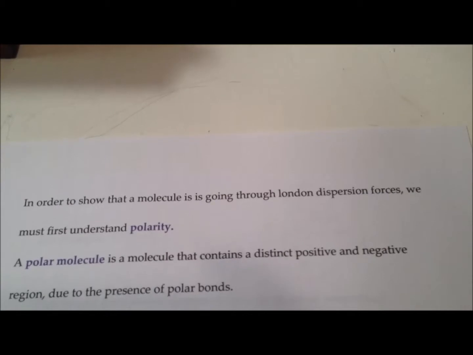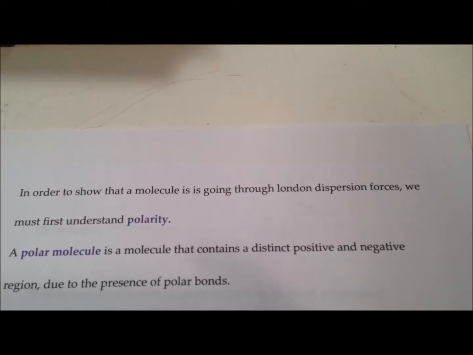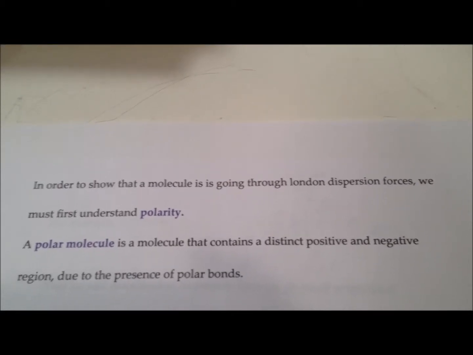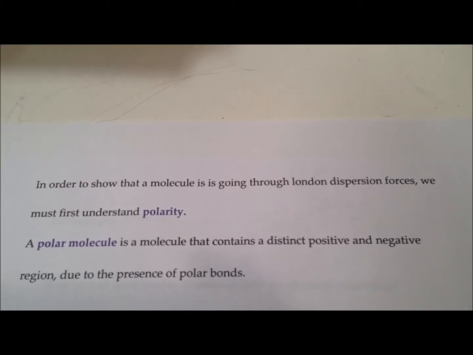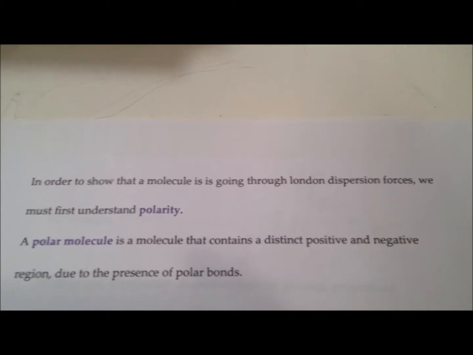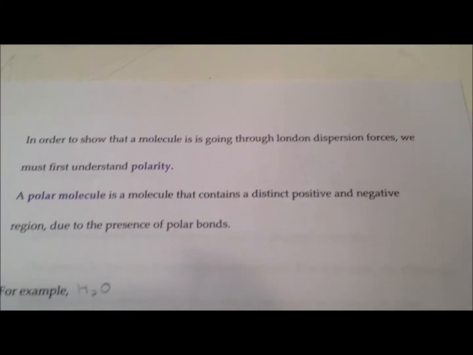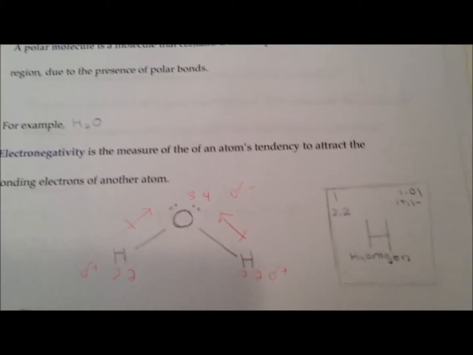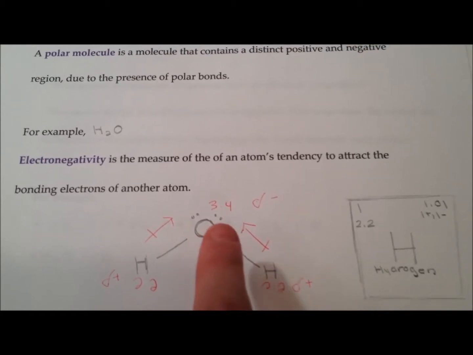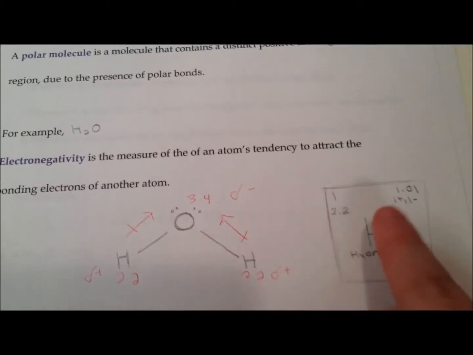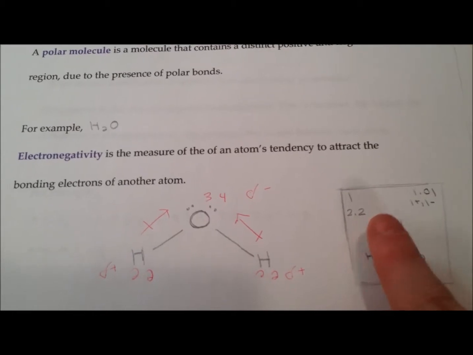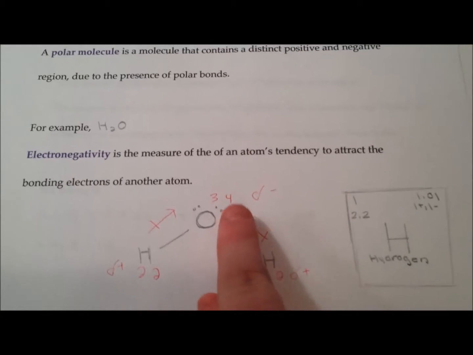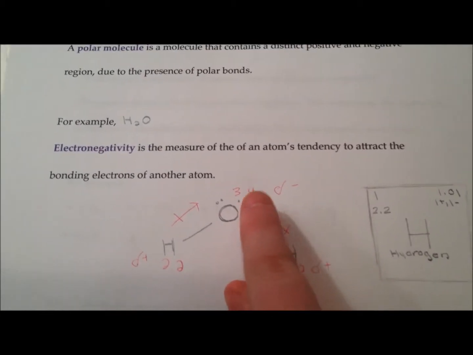In order to show that a molecule is going through London dispersion forces, we must first understand polarity. A polar molecule is a molecule that contains a distinct positive and negative region due to the presence of polar bonds. For example, H2O. So first we have to find out what hydrogen and oxygen's electronegativity is, and we can find that on the periodic table here. So hydrogen's electronegativity is 2.2 and oxygen's is 3.4.